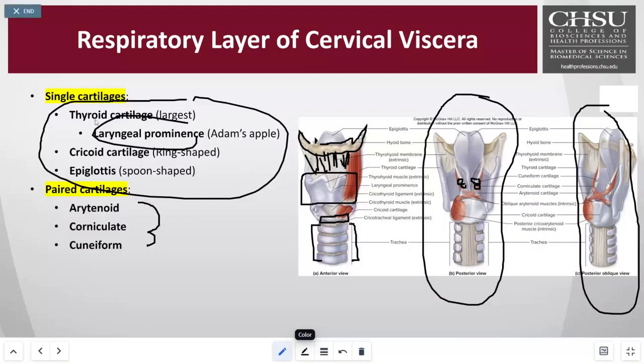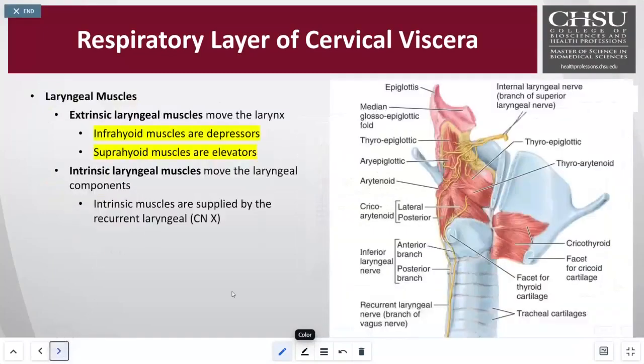Okay, so again, thyroid cartilage, cricoid cartilage, epiglottis. Thyroid and cricoid are overlapping, so that's generally the Adam's apple region. The epiglottis covers over, and then the base is the glottis, and then we have the arytenoid, corniculate, and cuneiform.